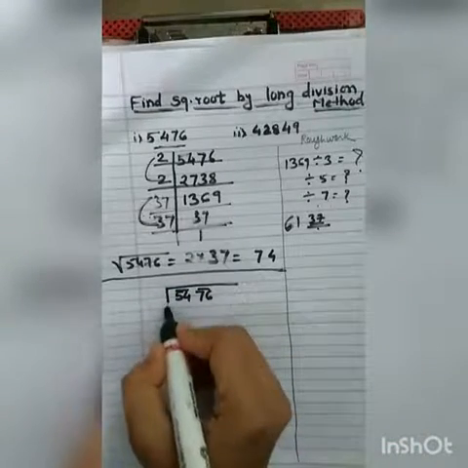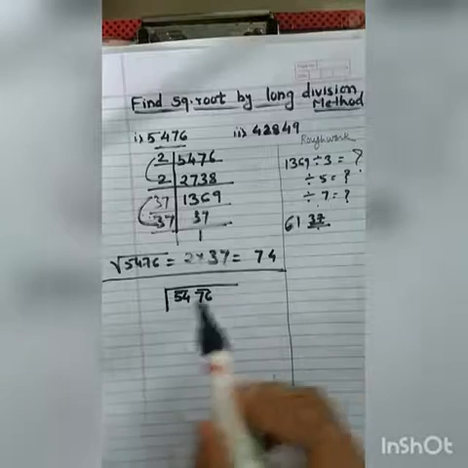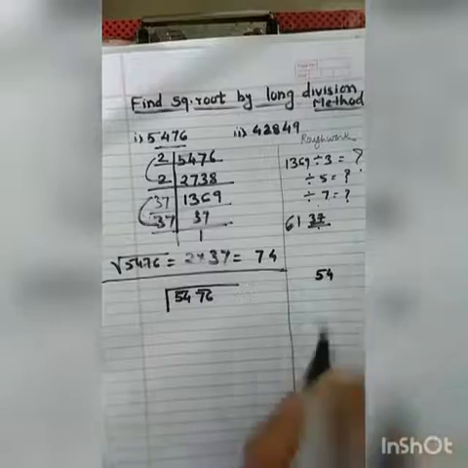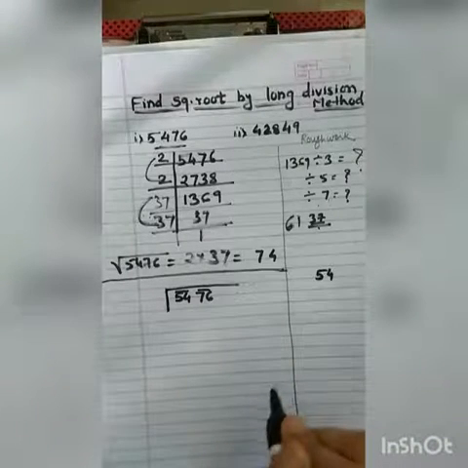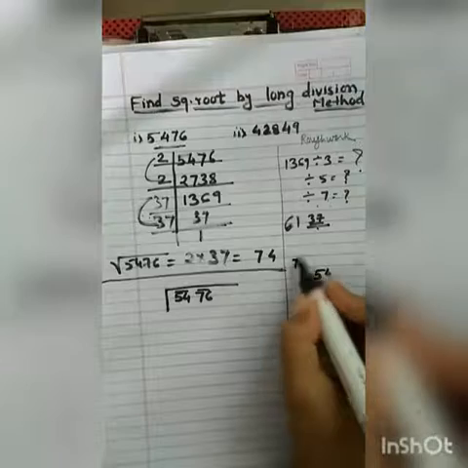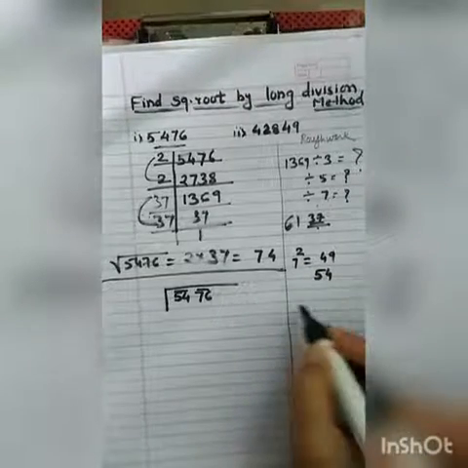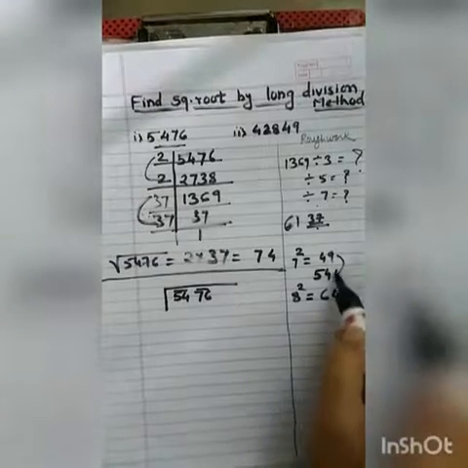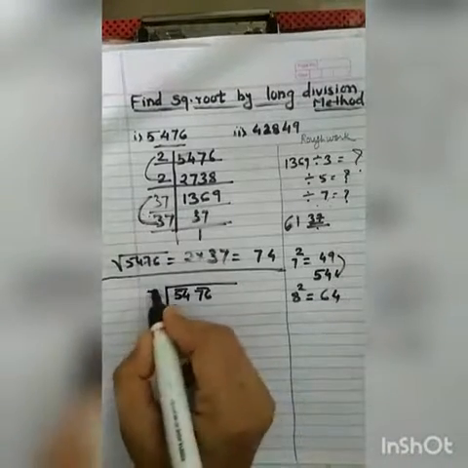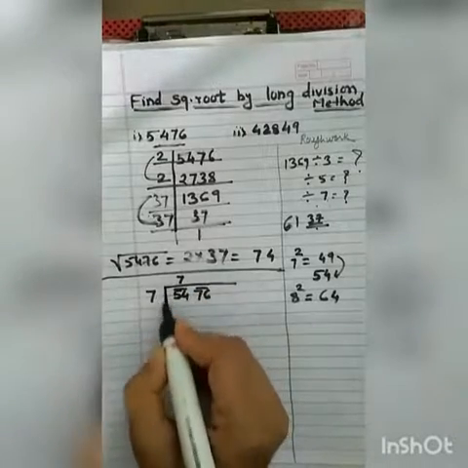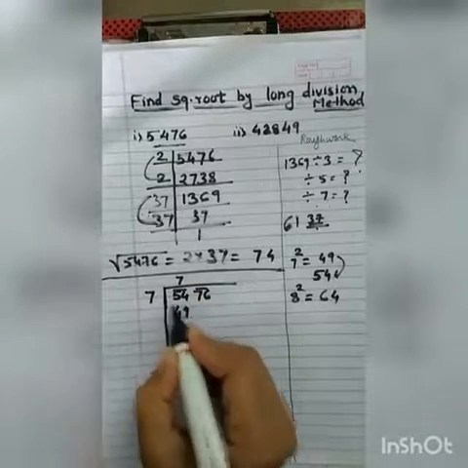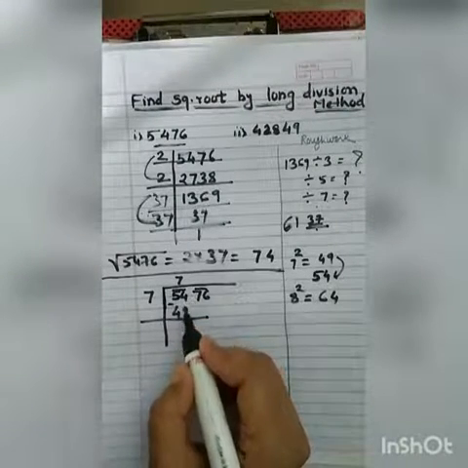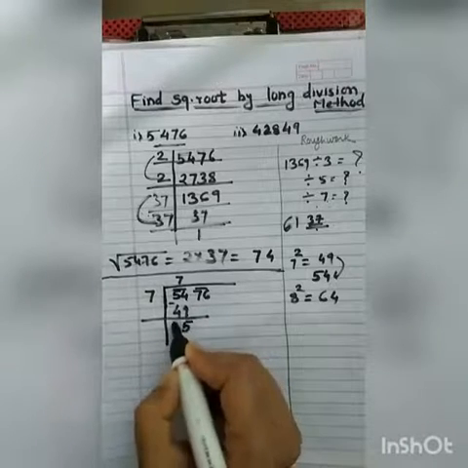Okay, then your first step is to take a square number nearer to 54. A square number nearer or equal to 54, but 54 is not a square number. So we know that the square of 7 is equal to 49. The square of 8 is equal to 64. So which one is nearer? That is 49. So we will take 7, 49. Now what will be your remainder? 54 minus 49, that is equal to 5.